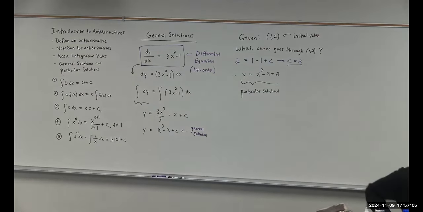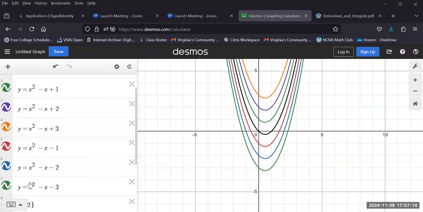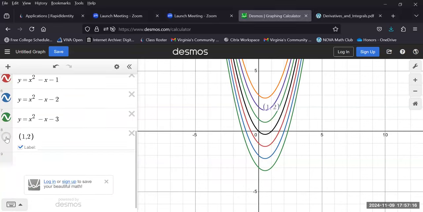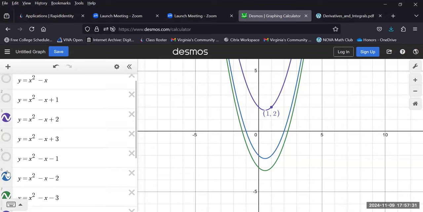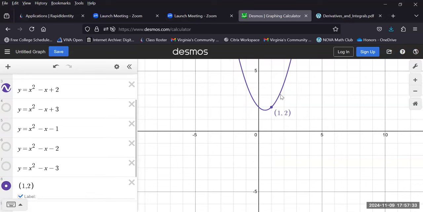And if we go back here to show you the graph, 1, 2, so that goes through. That's the curve that you see here. That's the one in purple that goes through that coordinate. And that's the curve. That is our particular solution.